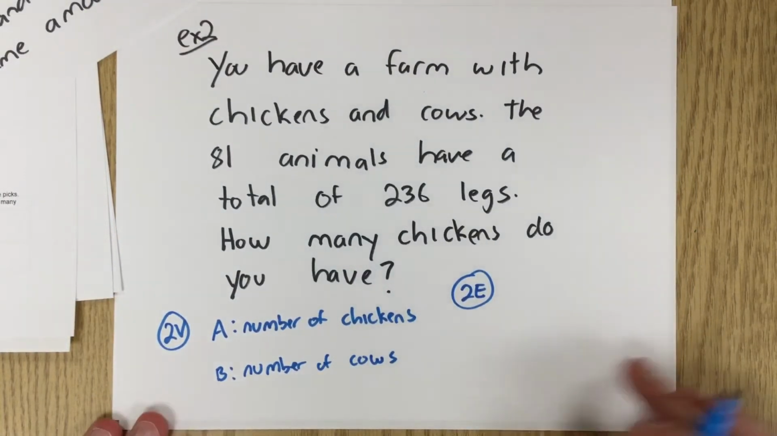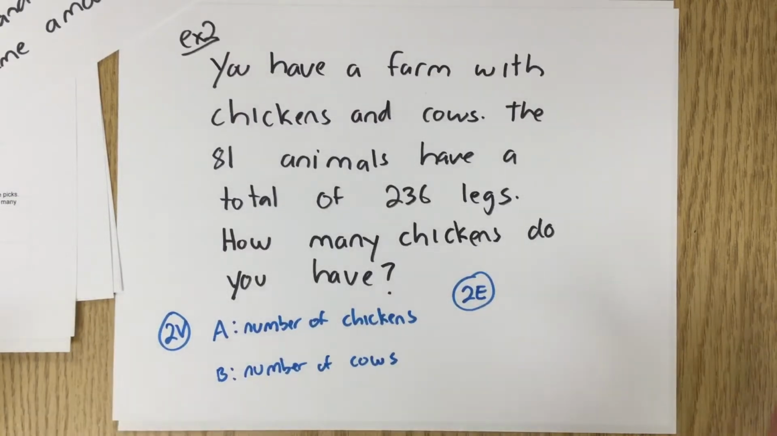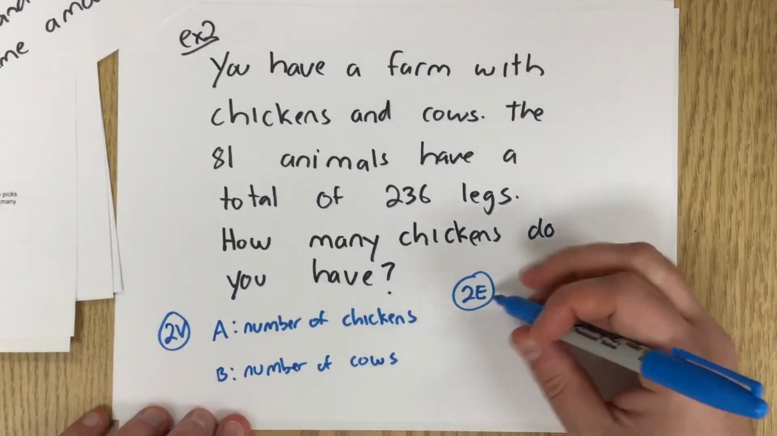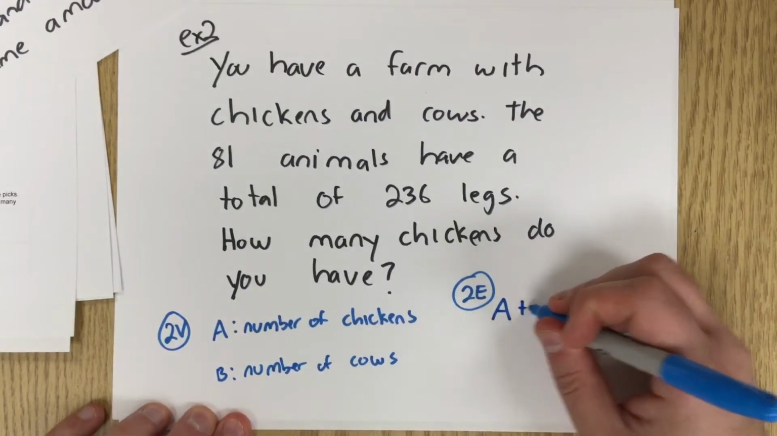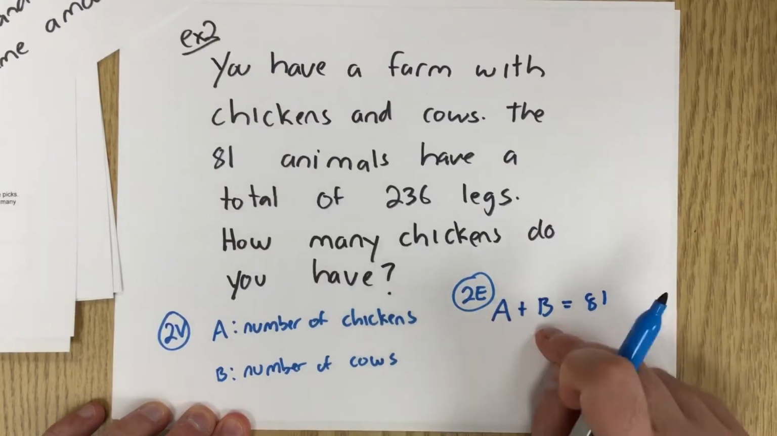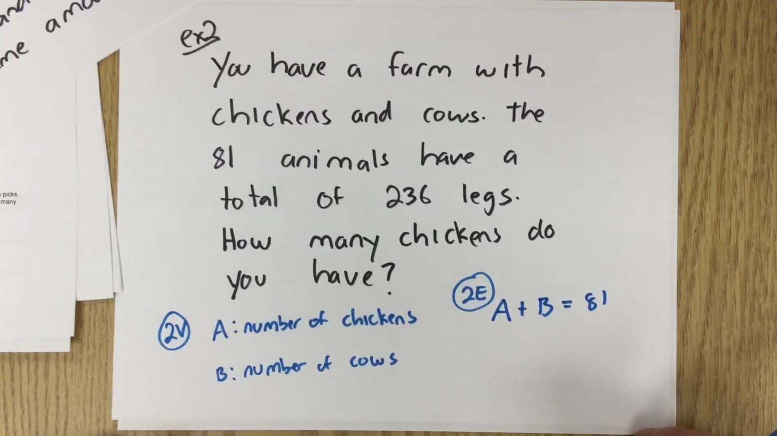So the first equation is going to be probably related to the 81. So 81 is the total number of animals. Total number of animals, we have chickens, we have cows. Total number of animals is going to be A plus B equals 81. So it's number of chickens plus number of cows equals number of animals.